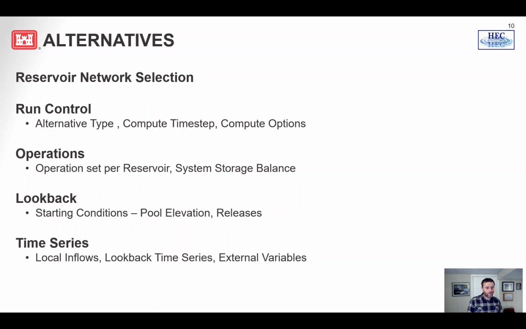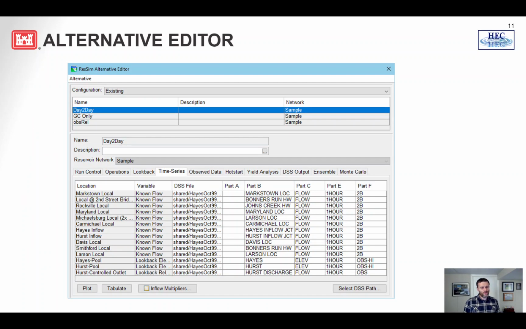Then the look back settings, and we'll cover in a little more detail what those settings are and what they're set for. And then the time series. So like your local flows coming into your junctions, and any look back time series that is needed that you're mapping to your look back time window, or any time series that need to be mapped for external variables. Sometimes scripted rules require some external variables. So that's where your time series will come into it. And then there's also an additional tab that's not required, but it's in there, which is your observed data. So if you're mapping observed data to any junctions where you're trying to look at flow or stage, that's where you populate those. So this is what your alternative editor would look like.